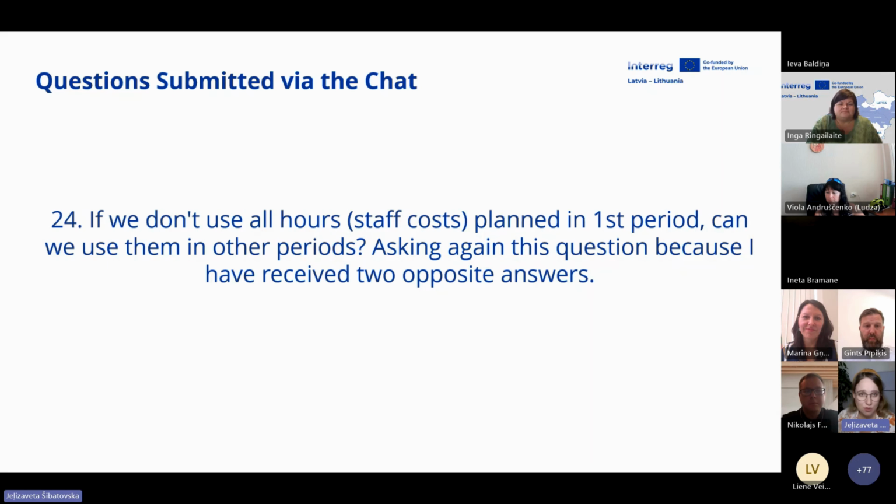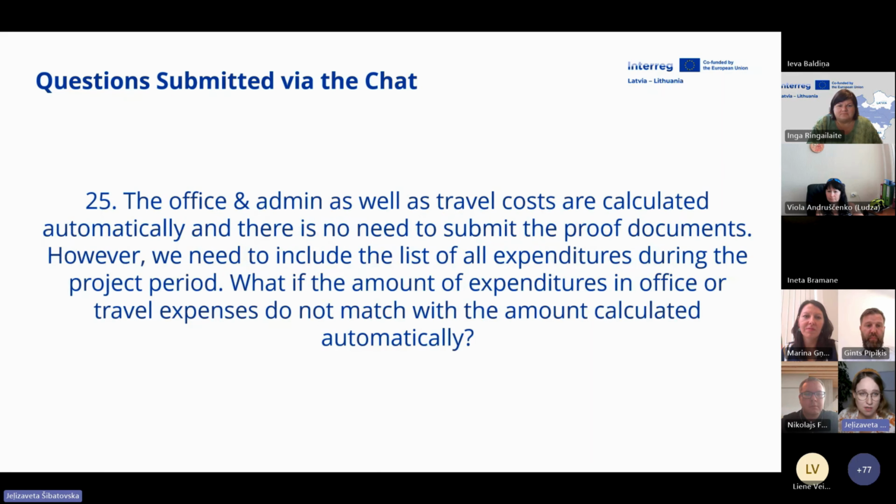So it's also regarding the staff costs, office administration. The office and administration as well as travel costs are calculated automatically and there is no need to submit the proof documents. However, we need to include the list of all expenditures during the project period. What if the amount of expenditures in office and travel expenses does not match the amount calculated automatically? Actually, I think this question is about the use of flat rates. Office administration costs are calculated automatically. Okay.